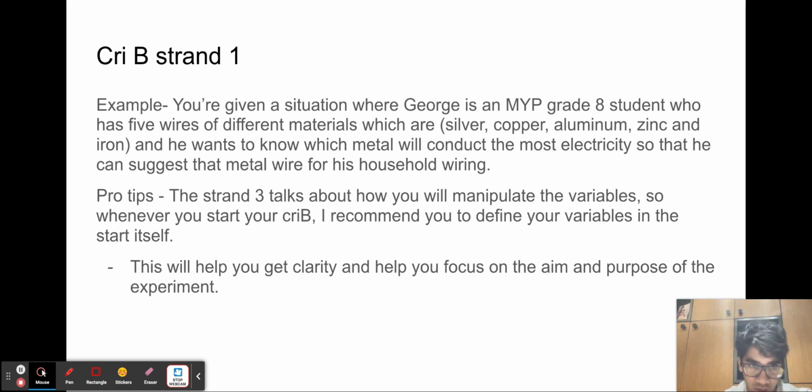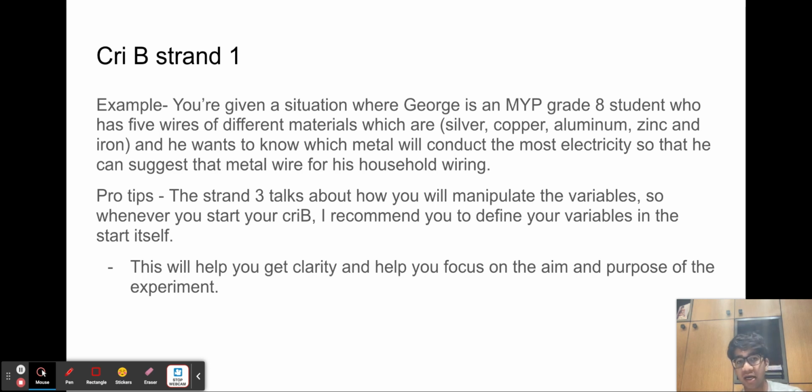So now here, as an MYP IB student of grade 10, I have had a lot of experience as we have been given the exposure to these kinds of questions from our 7th grade itself. So here is a pro tip. The strand 3 talks about how you will manipulate the variables, which means how will you decide them, how will you change them, how will you measure them.